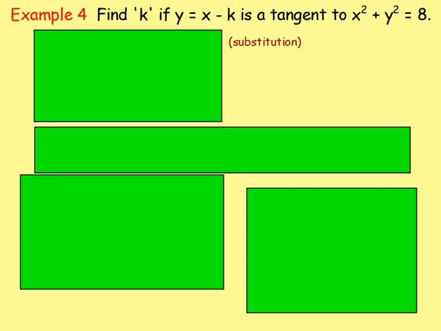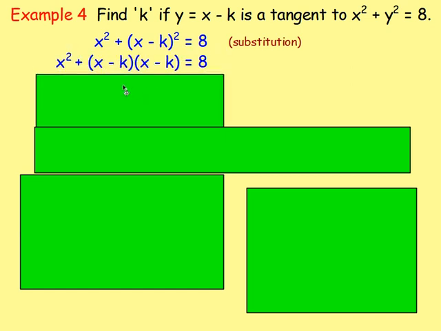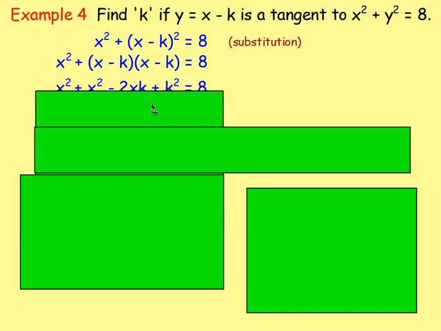Example 4. Find k if y equals x minus k is a tangent to x squared plus y squared equals 8. So for this one, once again, you know that it is a tangent. So this line here, y equals x minus k, can be subbed into this equation of the curve. So you can say that x squared plus, and you're replacing y here with x minus k. So instead of y squared, you've got x minus k squared equals 8.